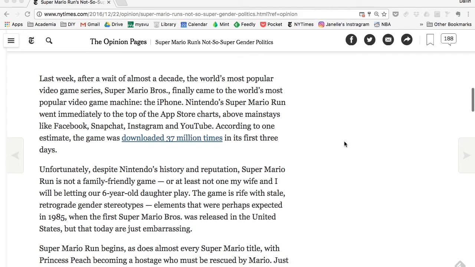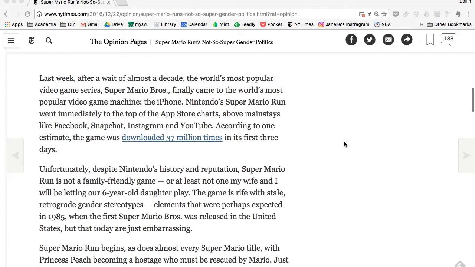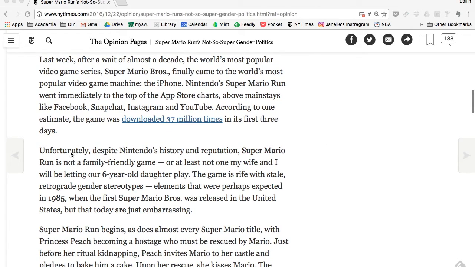Okay, now how do they pivot from that? If you notice in the second paragraph, they begin with one of these key signal terms. Unfortunately, that indicates to the audience they are about to contrast what came before with their new sentence. All right. Unfortunately, despite Nintendo's history and reputation, Super Mario Run is not a family-friendly game. So they've introduced a problem. There is something not good about this game that we want to bring attention to.